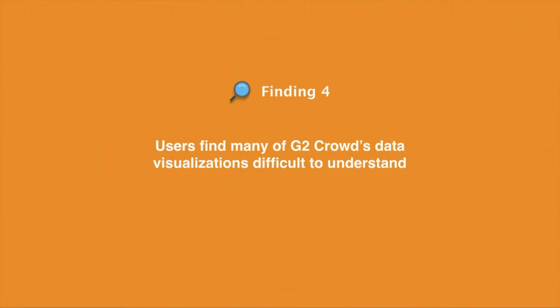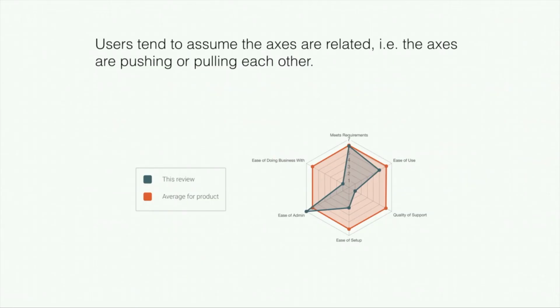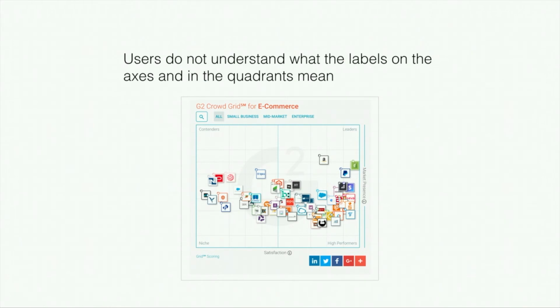G2 Crowd uses several types of visualizations to help users understand data from reviews and ratings. However, for finding 4, we found that users often struggle to understand these visualizations. For example, G2 Crowd uses a radar graph to show how one review compares with all other reviews for a product. Users tend to assume that these axes are related somehow, as if the axes are pushing and pulling each other. On the G2 Crowd grid, some users do not understand what the labels on the axes and in the quadrants mean, and how they relate to a product's position on the grid.